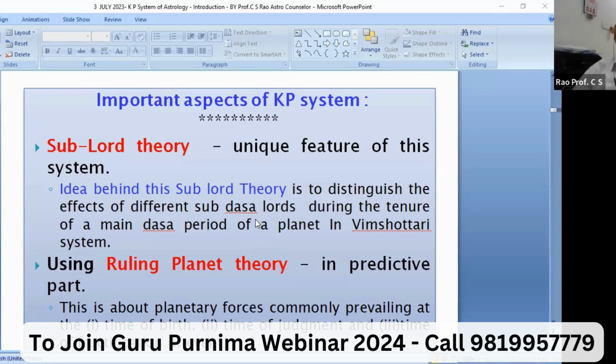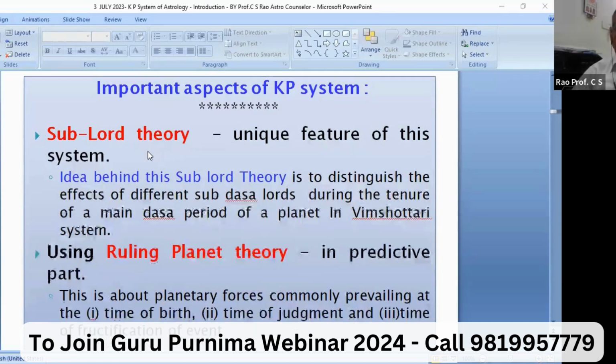This is one of the points why they are differing. There are many other points why the main dasha lord differs from the second level, third level, or fourth level; that is a separate chapter on the Vimsottari dasha system. So this is the basis of the sublord theory that prompted Krishnamurti to adopt it in the KP system, to highlight the difference between the dasha lords and the subdasha lords.